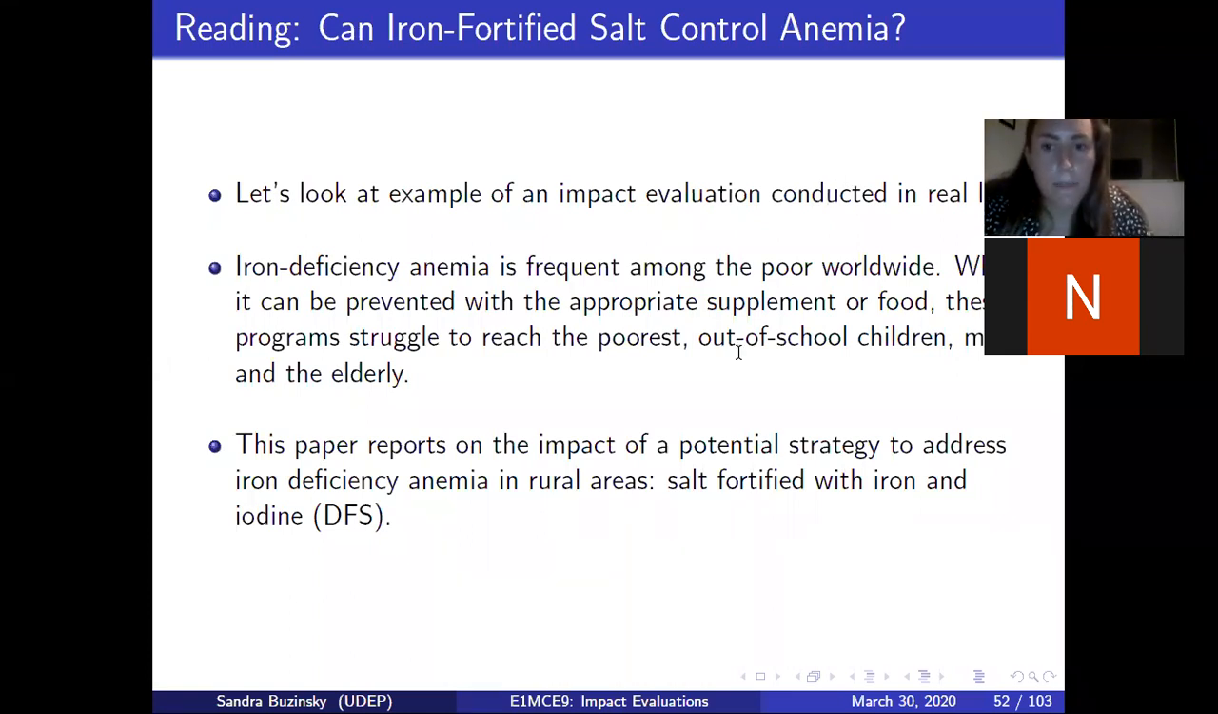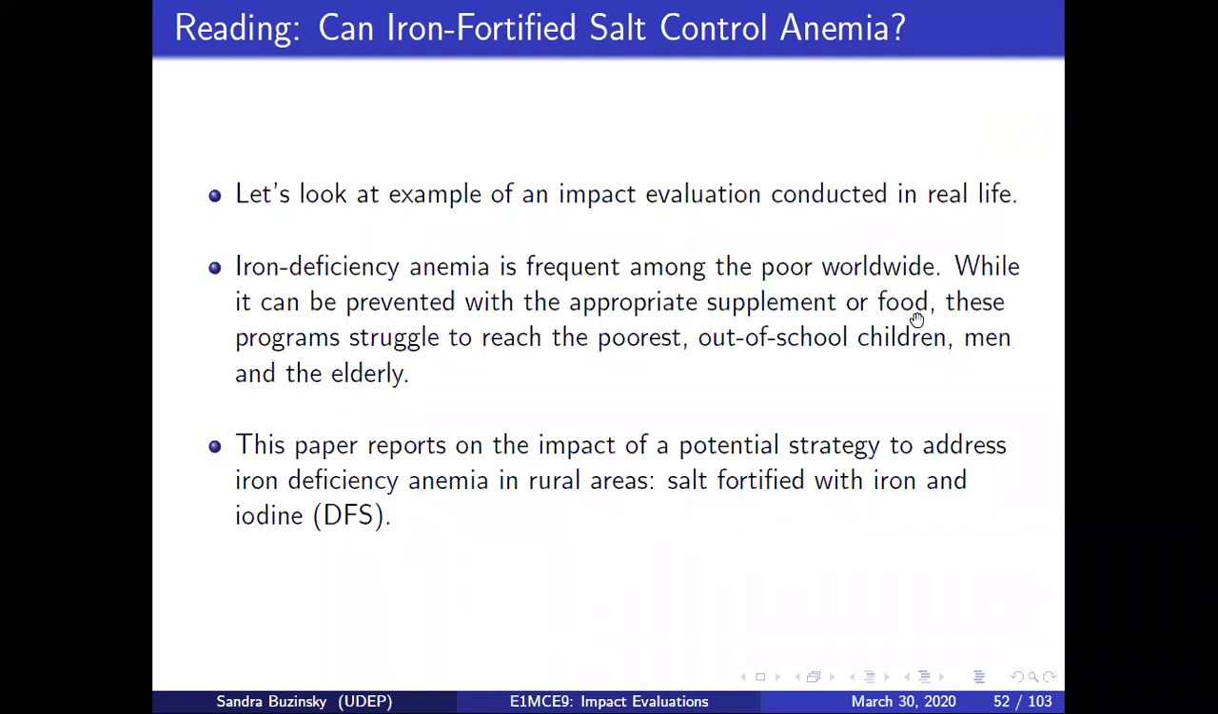So basically, what's going on here? It's definitely preventable. Anemia, we can prevent it by just giving people more iron. These programs really struggle to reach the poorest and out of school children, and also men and the elderly. So this paper is looking at the impact of a potential strategy to address iron deficiency anemia in rural areas using salts fortified with iron and iodine. So basically it's the salt, which they just add more iron in to hopefully reduce the anemia rate in poor neighborhoods.